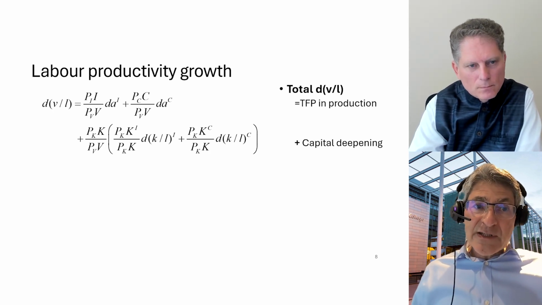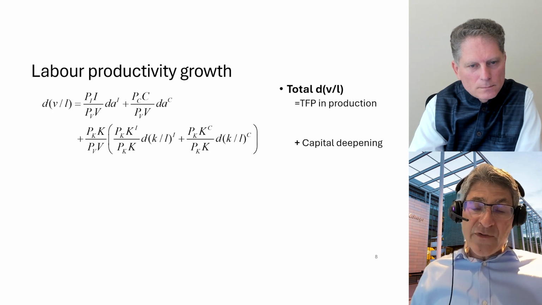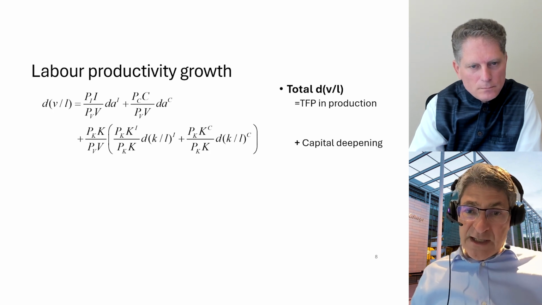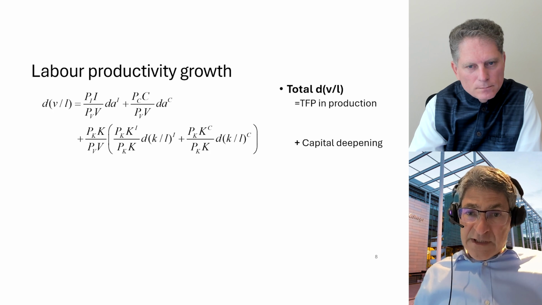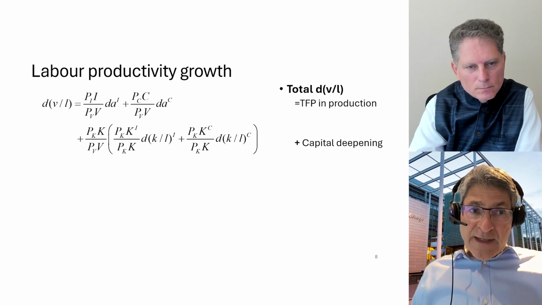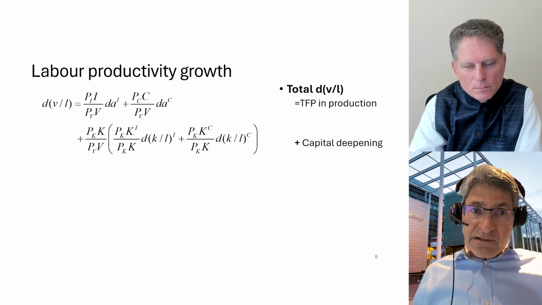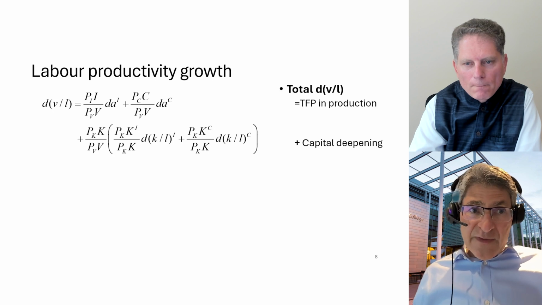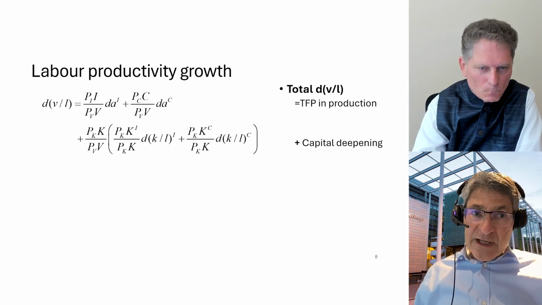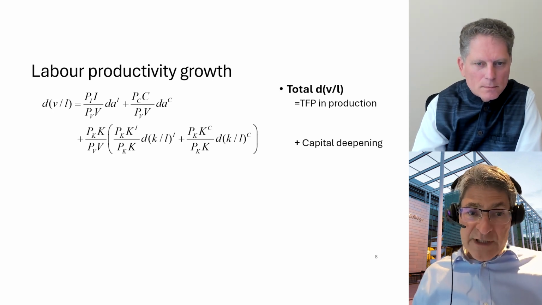And this tells you that TFP grows if TFP grows in the upstream sector, that's the steam engine sector, and in the downstream sector, that's the railway sector. And then the second bit tells you that labour productivity is going to grow if there's capital deepening. And this tells you the capital deepening in the upstream sector and the capital deepening in the downstream sector.